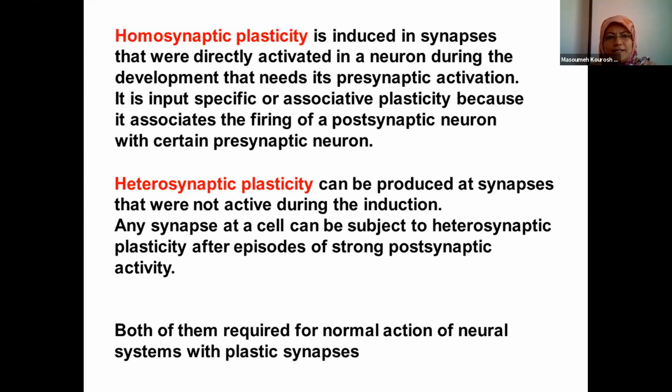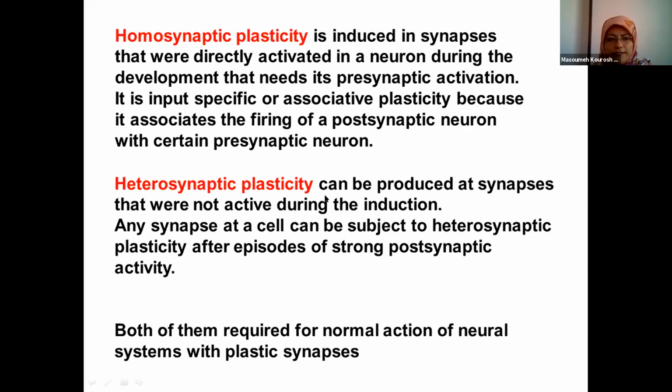Two kinds of plasticity, homosynaptic plasticity and heterosynaptic plasticity, are induced in synapses. Homosynaptic plasticity is induced in synapses that were directly activated in the neuron during the development, and it needs presynaptic activation. It is input specific, or associative, because it associates the presynaptic and postsynaptic neuron activity.